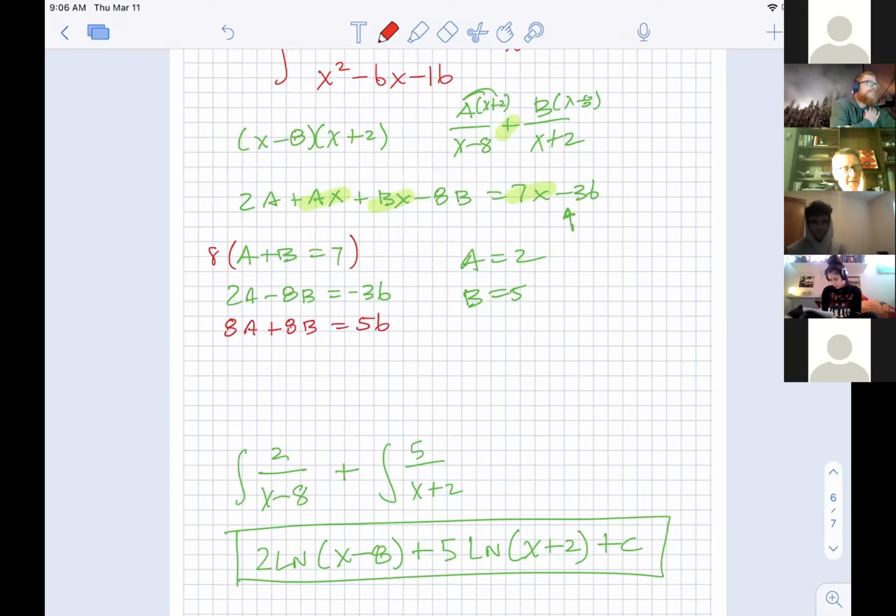And now I can eliminate one of the variables by taking these two equations and adding them. 2a plus 8a is 10a. Negative 8b plus 8b is no b's. Good, they're gone. I got rid of a variable. Negative 36 and 56 is 20. Oh, okay, so a must be 2. That's what I did.